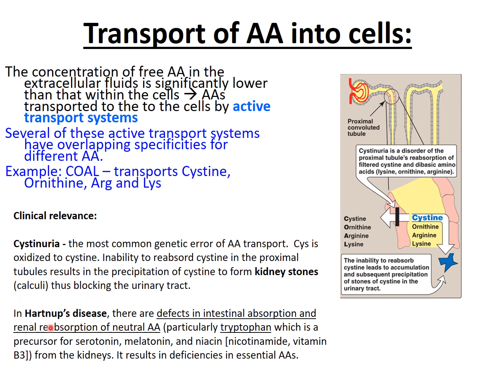There is also another disorder that I wanted to mention related to another transporter, which is a defect in the intestinal absorption and the renal reabsorption of neutral amino acids, including tryptophan. Why am I emphasizing tryptophan? Because tryptophan is the starting material to produce a lot of bioactive products, which you will see later: serotonin, melatonin, and niacin, which is a vitamin, vitamin B3. NAD, the active form, will not be produced, and that has dire consequences.